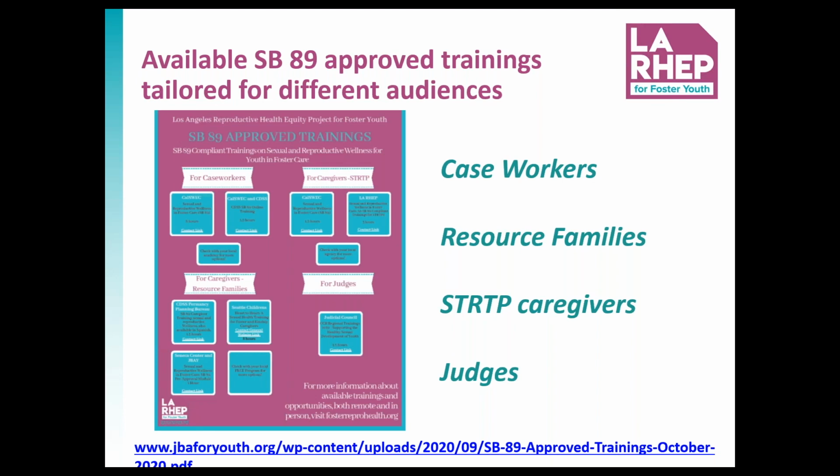For example, for social workers and probation officers, there's a CalSWAC e-learning training that has different modules, kind of like the STRTP online training. They also have a classroom training, and you can download a one-day training guide and materials to provide this training. There's the JBAE Resource Family pre-approval training that was mentioned earlier, and we have these RHEP STRTP trainings. I did see in the chat box that there was a question about FFA training.